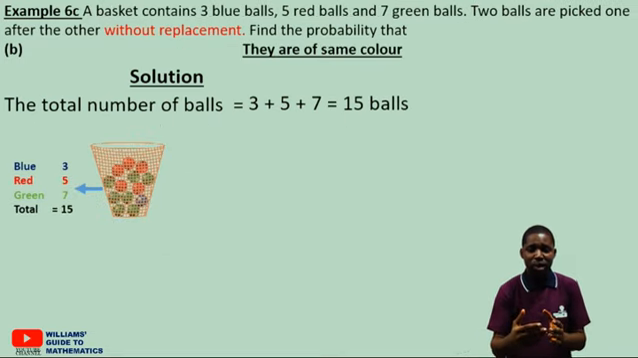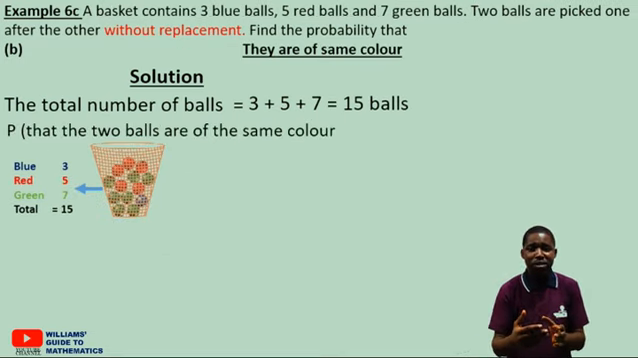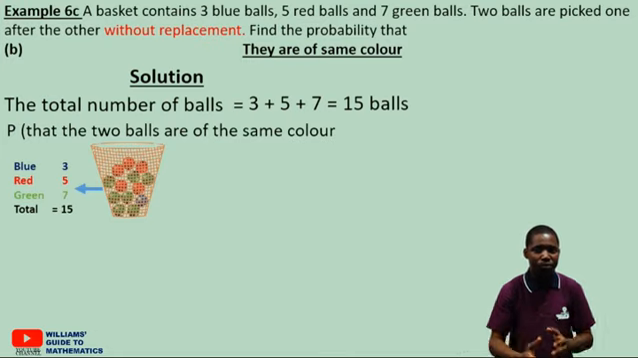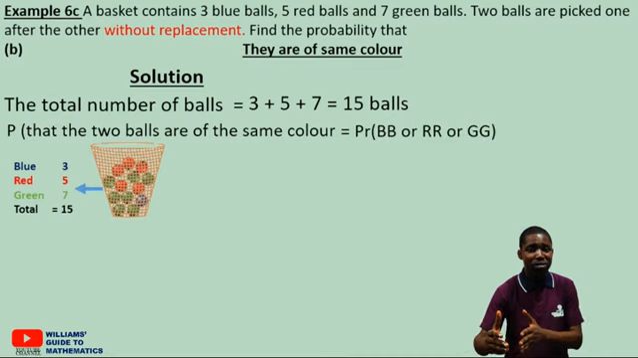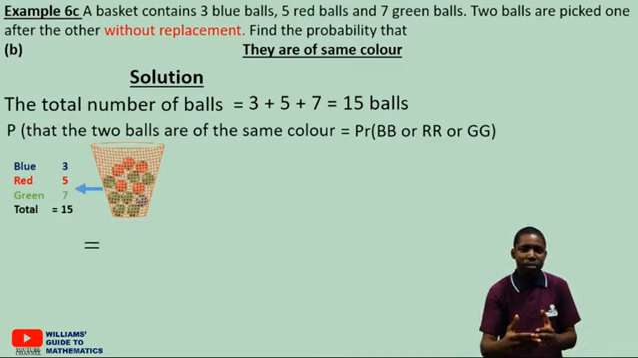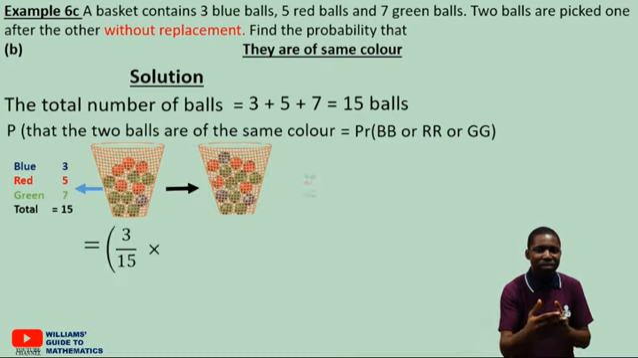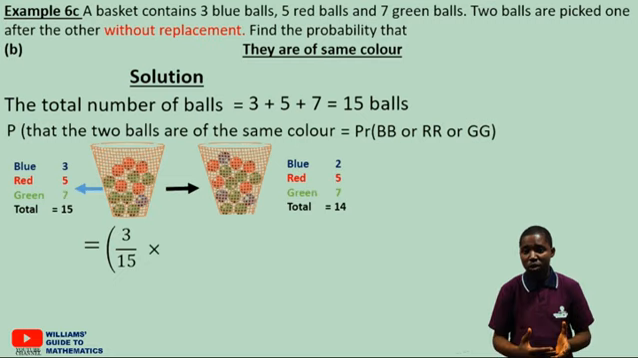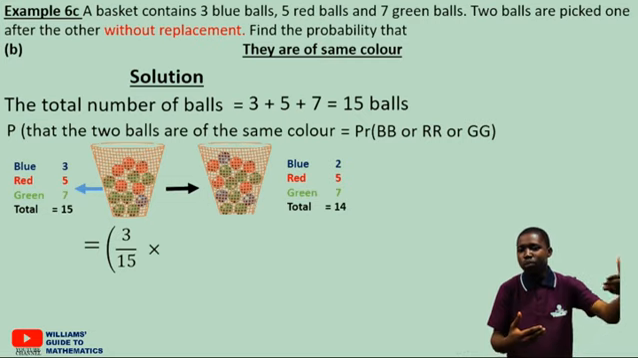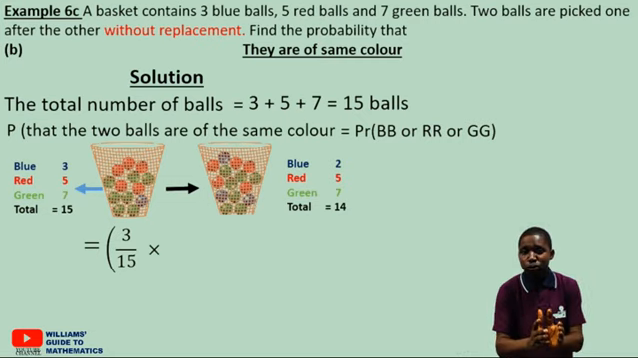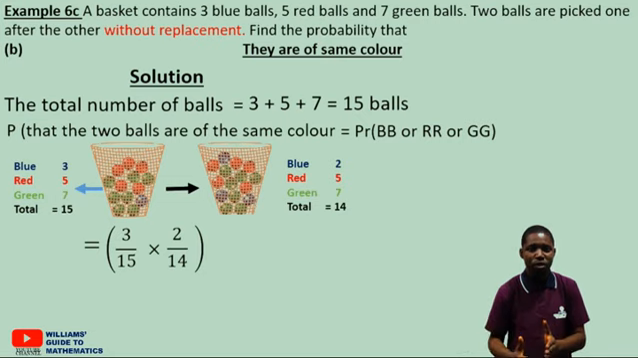Finally, let's take a look at the last question, which is probability for the same color. I can have probability blue blue, or probability red red, or probability green green. Now, for probability blue blue, for the first blue, I have 3 over 15 because we have 3 balls that are blue. Now, picking my second blue, I will assume that 1 blue is gone, so remaining 2 blue. That makes it 2 over 14.